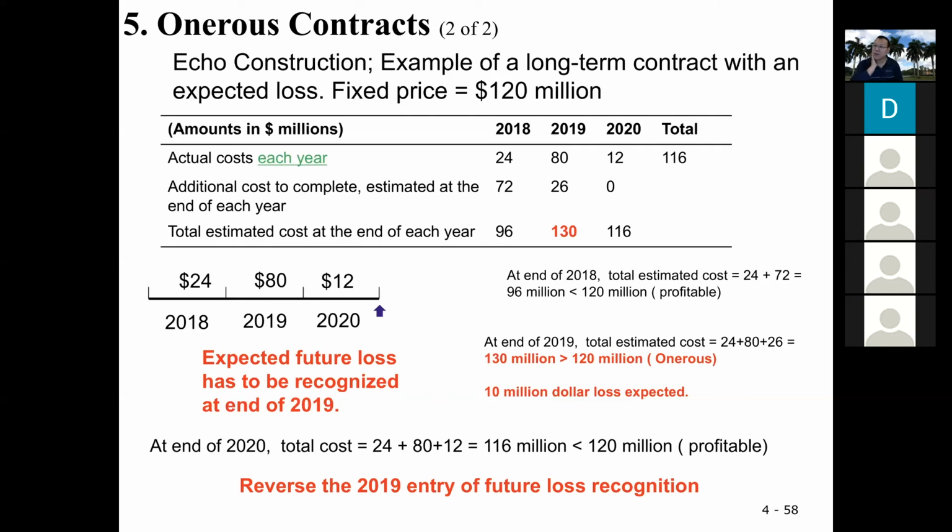We are going to do one example, but before that, I want to give you some conceptual ideas. What do we mean by onerous contract? Anyone?